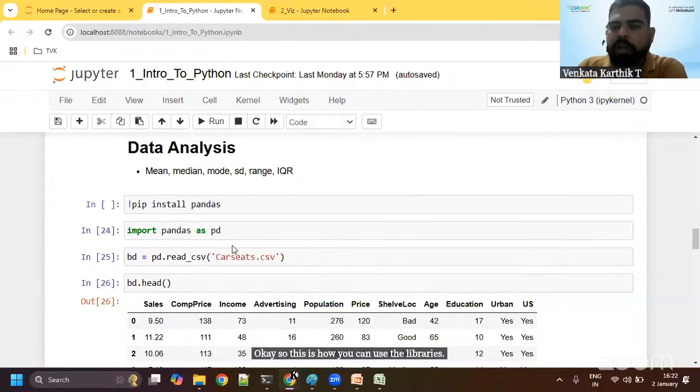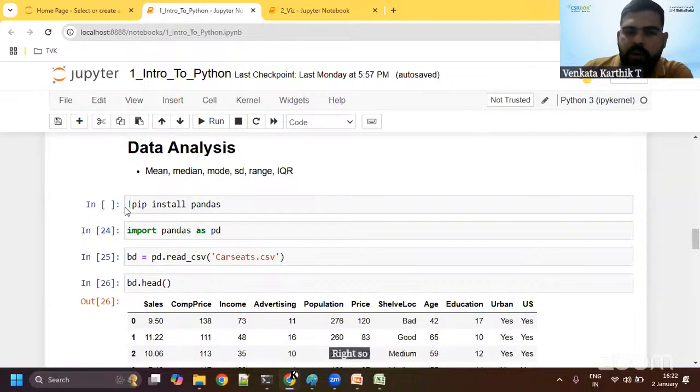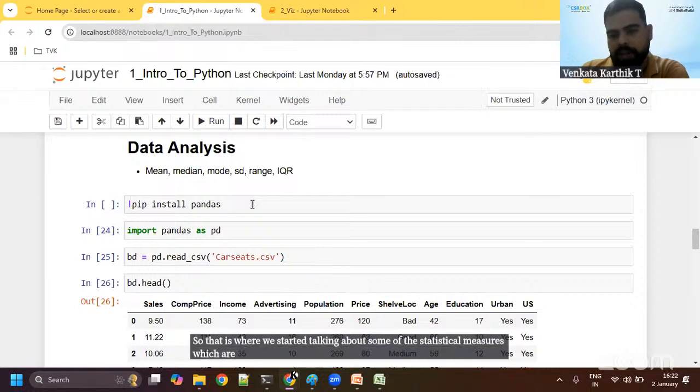Then we started talking about data analysis, right? So we were looking at how do you analyze the data, right? So that is where we started talking about some of the statistical measures which are there for us to analyze the data, right?